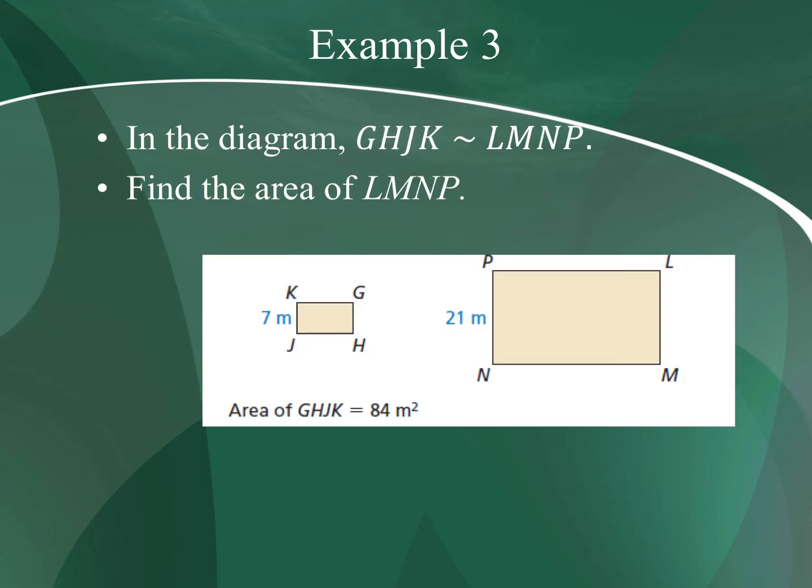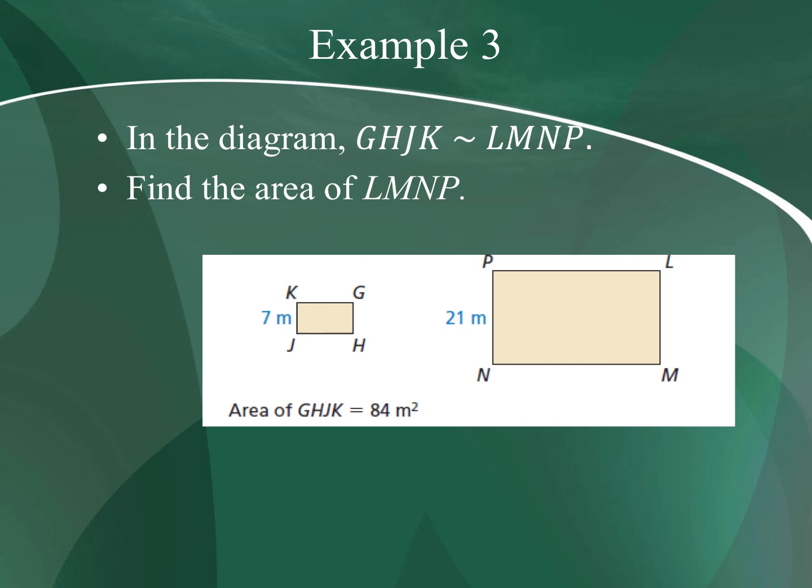So here in this diagram, they're telling us that polygon GHJK is similar to LMNP. It wants me to find the area of the larger polygon LMNP. So I'm going to use the ratio of the side lengths. I'm going to put that into a ratio and then I'm going to square that ratio and then I'm going to use the ratio in my proportion.